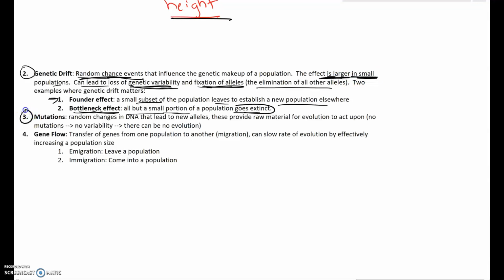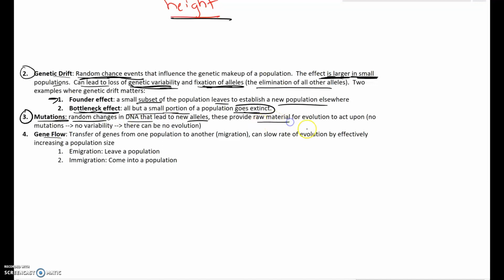Now, our third mechanism for evolution doesn't happen very often, but is actually necessary for all the other mechanisms to occur. And this is random changes in the DNA that lead to new alleles. So the mutations, or changes in the DNA, that create new alleles. If there's going to be variability, at one point that variability had to be created by mutations. So all the variability that natural selection and genetic drift and gene flow, which we'll talk about next, require was the result of mutations.